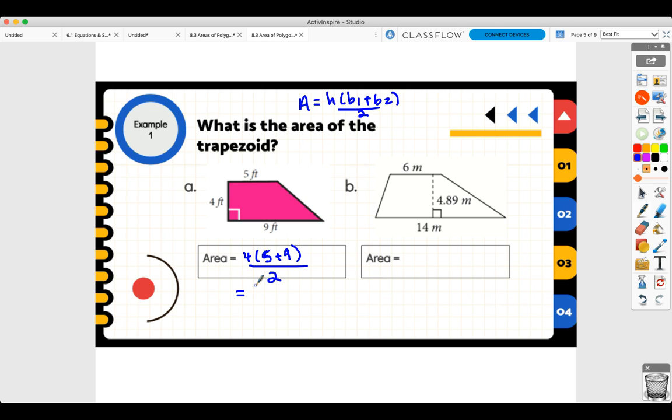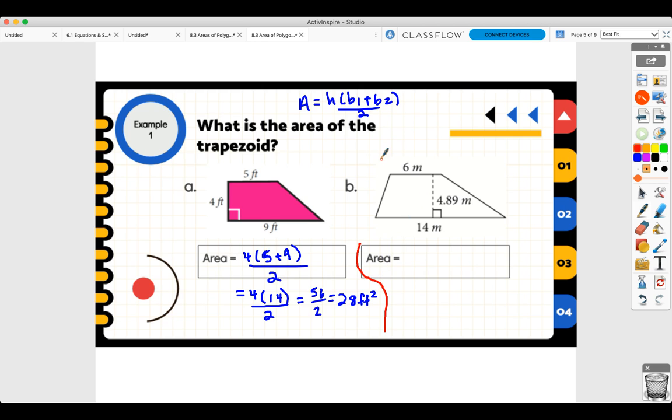Now let's just simplify. So order of operations, you simplify the numerator first. So 4 times 14 divided by 2. 4 times 14 is 56. 56 divided by 2 is 28. So this is going to be 28 feet squared. Right? That's one. Let's do another.